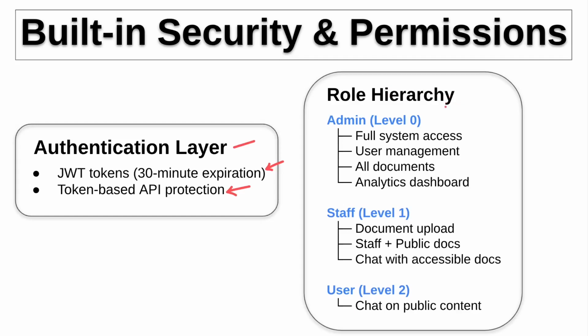Then in the role hierarchy, there are 3 roles: admin, that is level 0, then staff level 1, and user level 2. Admin has full system access, user management, all documents, and an analytics dashboard. Staff can upload documents, public and staff documents, not admin only documents. Then they can chat with accessible documents, and the end user can only chat with public documents.